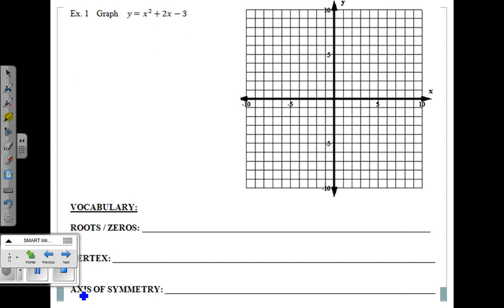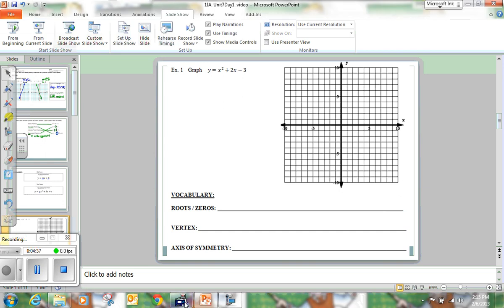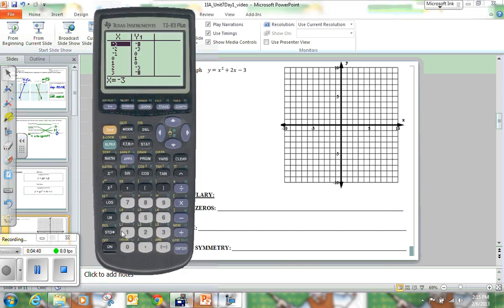So take a look at this first one. We already know how to use the graphing calculator to get the table. So take your graphing calculator, go to y equals, and we will type this in. So if you have something there, just clear it out. And to type x, it's this button right here. So x squared plus 2x minus 3.